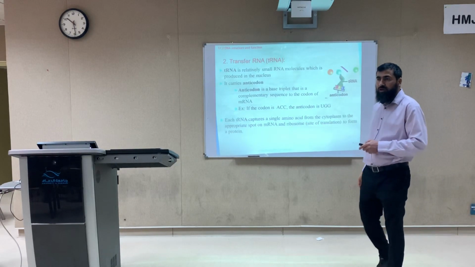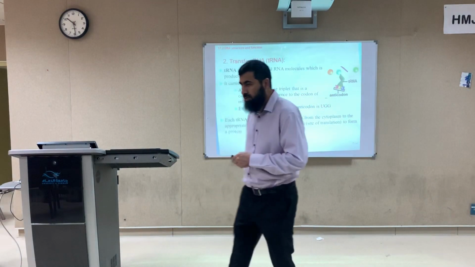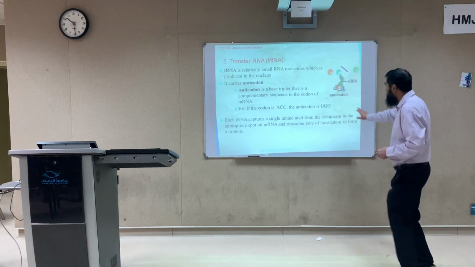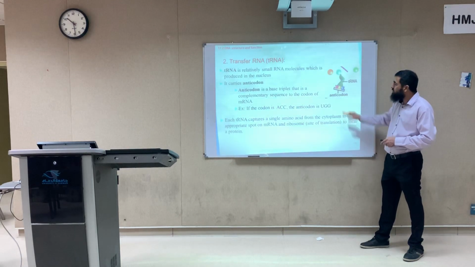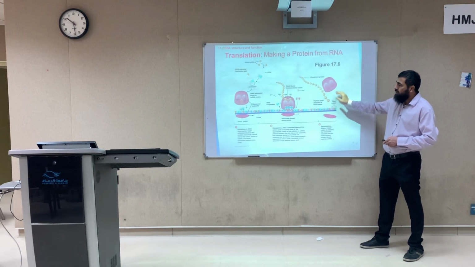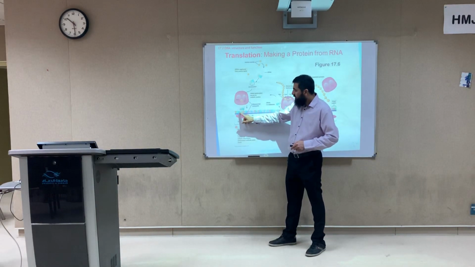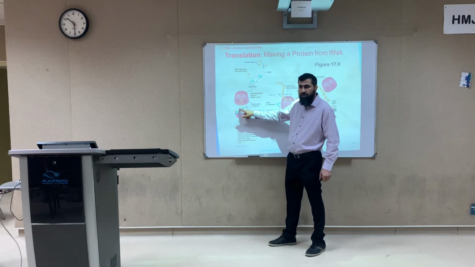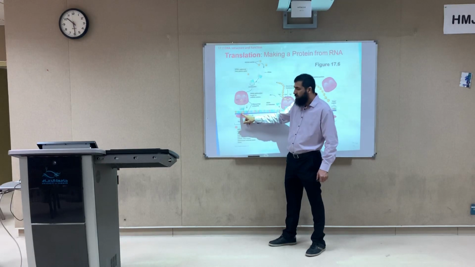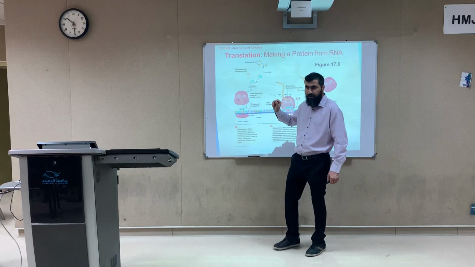Did you understand what's happening? Anybody else confused? Yes. Why? How is this going to recognize the message? So it has to be complementary to it, correct? Base pairing. So if it's A, what's the complementary anticodon? U. So A has to be U, G, C. Complementary base pairing, remember?